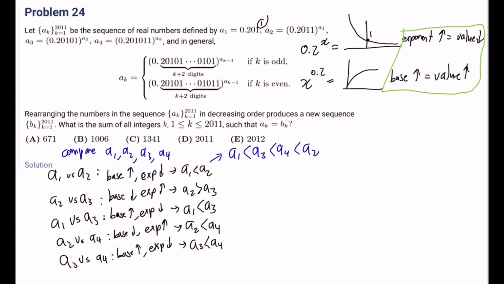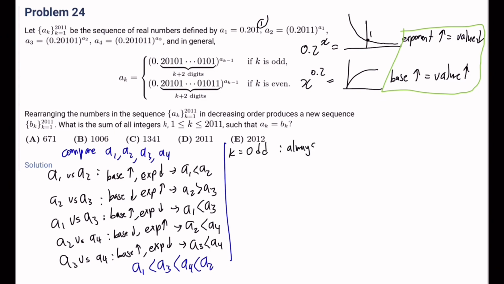Now, if we look at the general thing, we can see that if k is odd, write that down here, a1, a3, a4, a2. And so in general, if k is odd, then that means that always the base is going to be greater and the exponent is going to be less in the next one. That means it's always increasing, right? So just look at a1 and a3. We just said that always the base is going to be greater and the exponent is less. That means a1 is less than a3. And that holds true for all k odd.